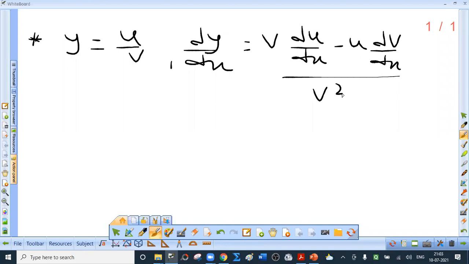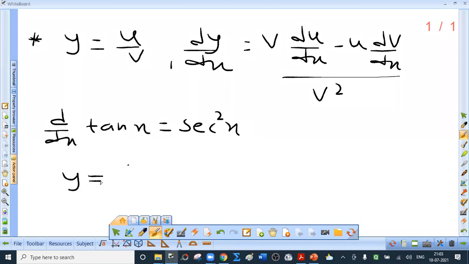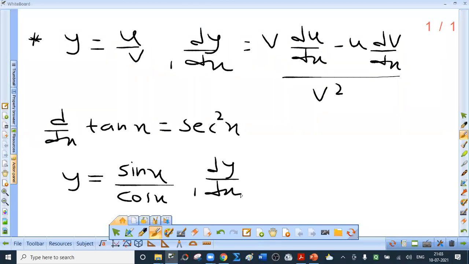Can you tell me what is derivative of tan x? We have just discussed that derivative of tan x is sec square x. Just give me a minute. Now we will try to obtain derivative of tan x using quotient rule. Because what is tan? Sin x upon cos x. This is interesting. We are verifying this. Now, what is quotient rule? v, that is denominator. What is denominator? Cos x.